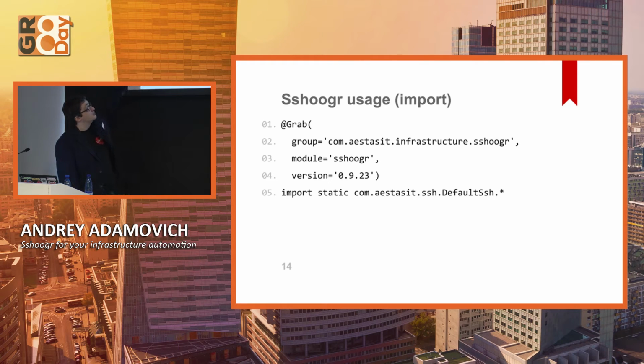You can specify in the annotation which libraries you want to get from Maven Central or from some other Maven repository, and you can get those automatically injected into your classpath without doing anything. Groovy will do that for you. So this is the easiest way to start with Sshoogr. You can grab the library and you can import the DSL as a set of static methods in that class.